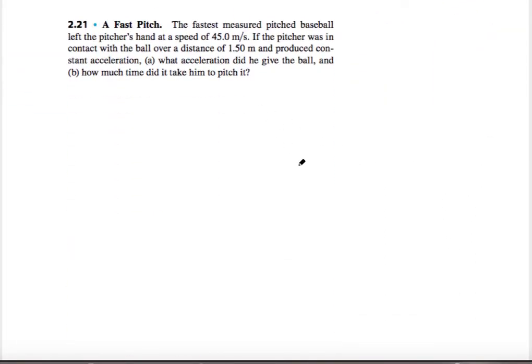Question 2.21 says the fastest measured pitched baseball left the pitcher's hand at a speed of 45 meters per second, and the pitcher was in contact with the ball over a distance of 1.5 meters, and there was some constant acceleration. So there are a few assumptions that need to be made here. Number one is that the 45 meters per second is a final velocity.